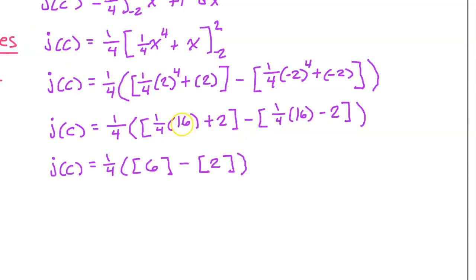1/4 times 16 is 4, plus 2 is 6. 1/4 times 16 is 4, minus 2 is 2. So j at c is equal to 1/4 times 4, which is equal to 1.